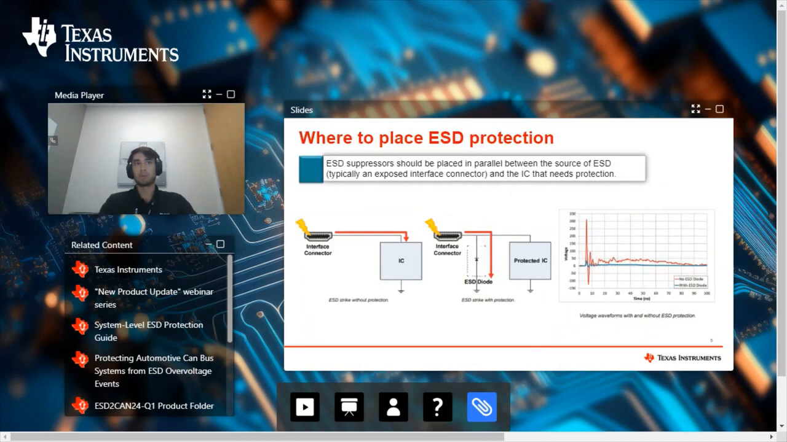So where do we place ESD protection? Well, ESD suppressors are typically placed in parallel between the source of ESD, which is typically an exposed interface connector, and the IC that needs protection. During an ESD strike, the high voltage will cause the diode to break down, and it will provide a low impedance path to redirect the current to ground, as you can see with the ESD strike with protection image here. The voltage waveforms are shown here on the right with and without an ESD diode. And you can see the blue waveform with the ESD diode. This is the voltage that the protected IC is going to see.